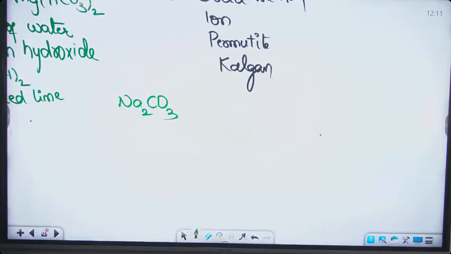So there are many chemicals with common names. Something like sodium carbonate, magnesium carbonate, magnesium hydroxide, calcium hydroxide. So you need to learn and remember all the common names of these things, right? Then moving on to the next topic after this.